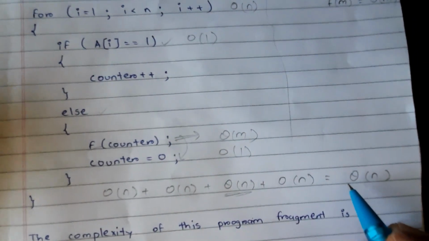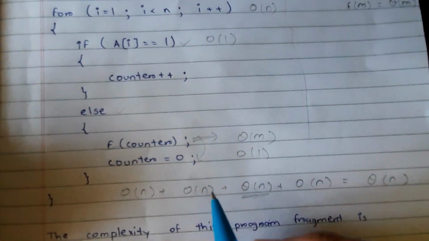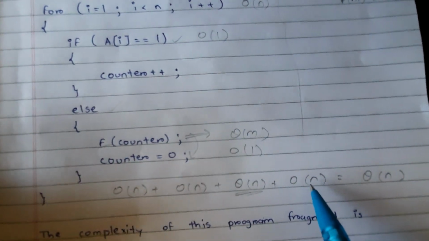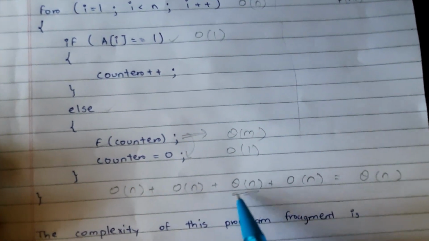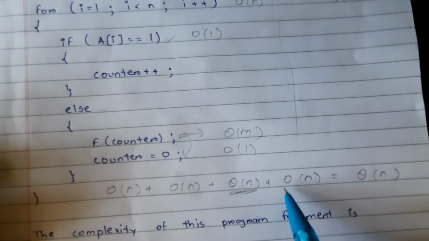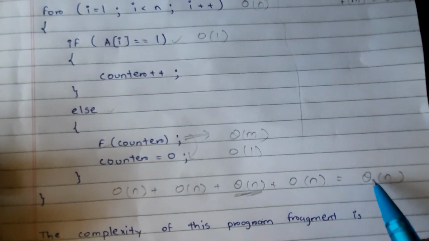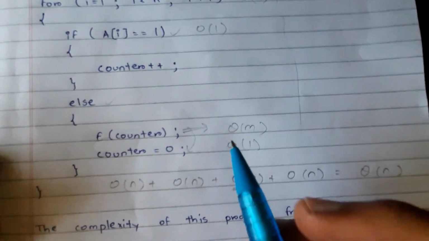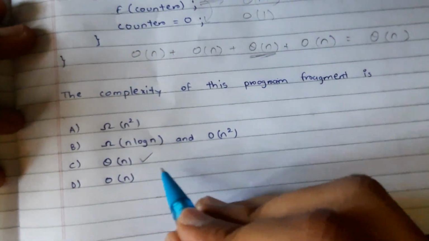Now how is it theta of n? Because all these O(n) terms are dominated by the term theta(n), and hence the overall time complexity of this program fragment is theta(n), which is the option.